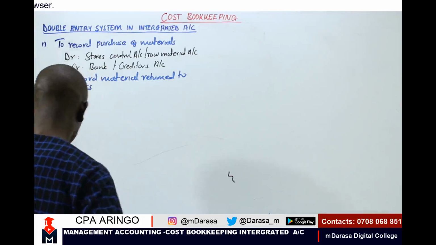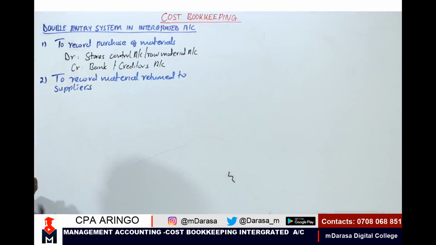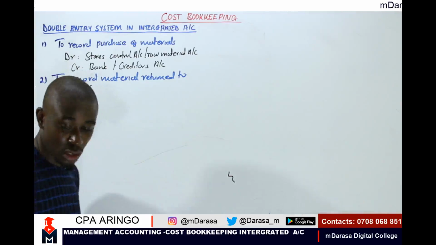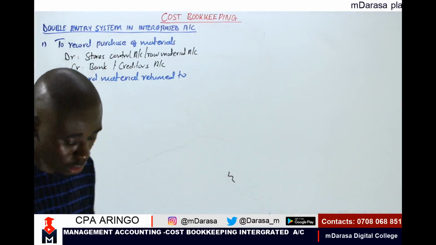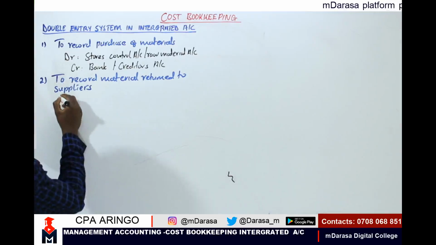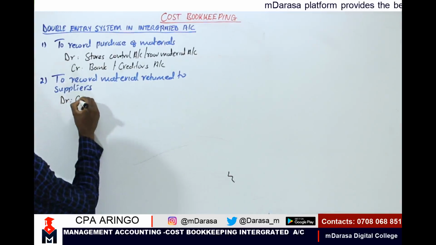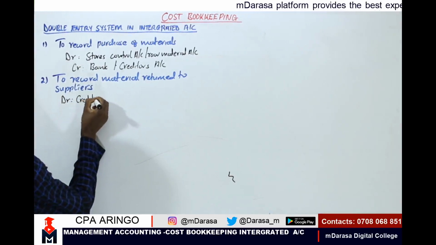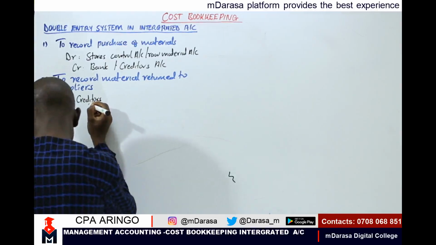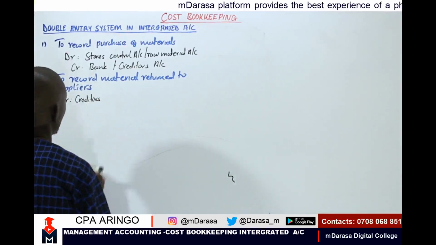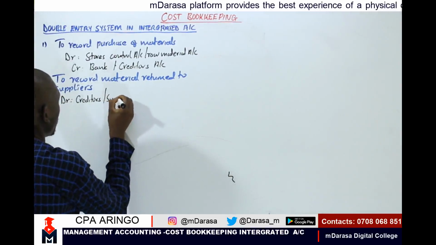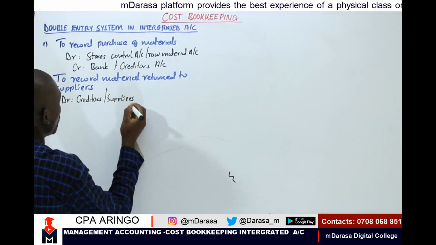We are going to debit our creditors account. So allow me to use a black pen here. We are going to debit. Where am I returning this? I'm returning that to our creditors account, or suppliers. So this account, to do what? To debit.